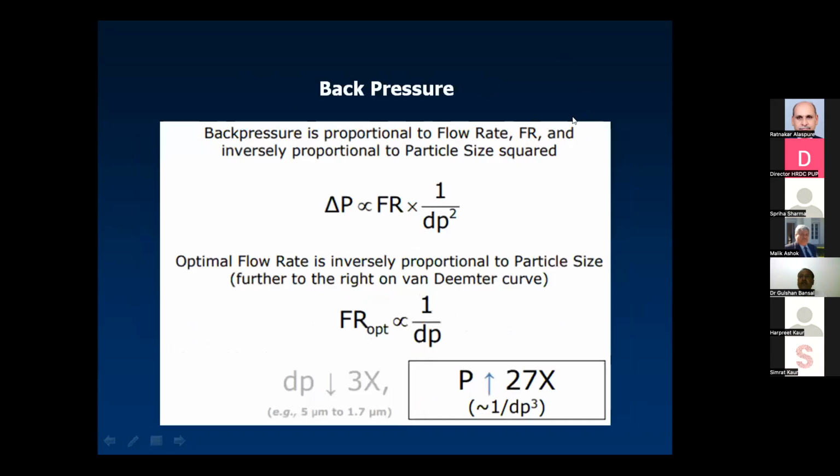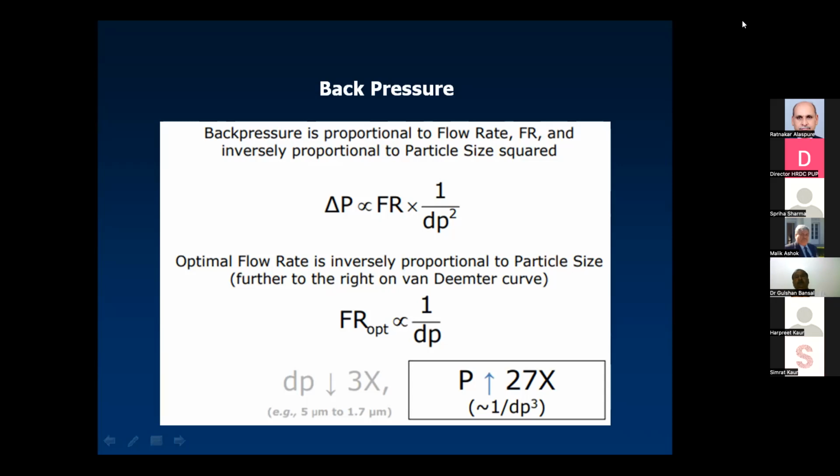Then another parameter which is important from the UHPLC point of view is back pressure. This back pressure is directly proportional to the flow rate. The more the flow rate, the more the back pressure. Because as we decrease the particle size, we are making it more and more compact, and now it takes a lot of effort to make the mobile phase move through the compact system.